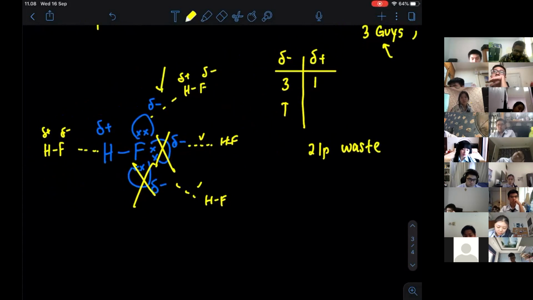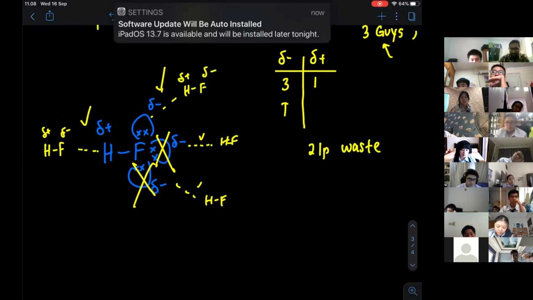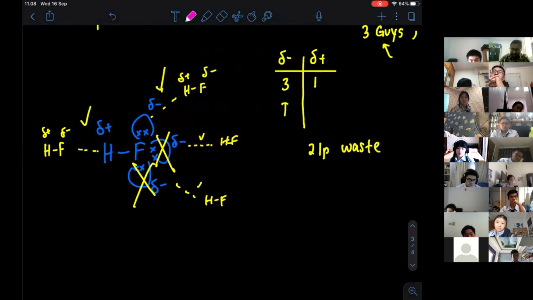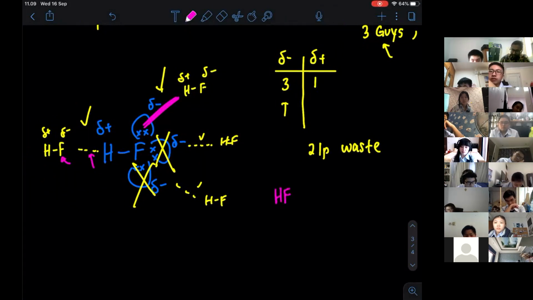This one and this one. Out of this, one molecule will have how many bonds? You follow negative and positive only, so this one is 1. How about this? This one belongs to this molecule. So how many hydrogen bonds can HF form? HF can only form one hydrogen bond per molecule.